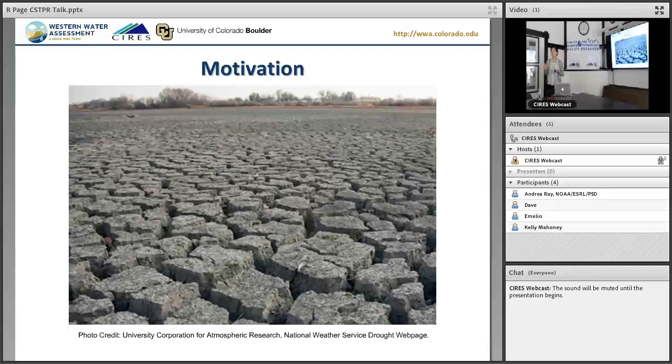In response to this, there's been an increase in investment by scientists and federal agencies to produce more scientific information, more drought information, to support decision-making among water managers and other stakeholders. Many of these agencies, including the Western Water Assessment, have engaged in extensive stakeholder engagement processes, what we call co-production, basically soliciting feedback and input from potential users of the information to inform the design and dissemination of information products.